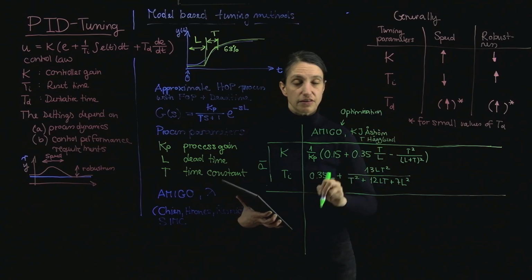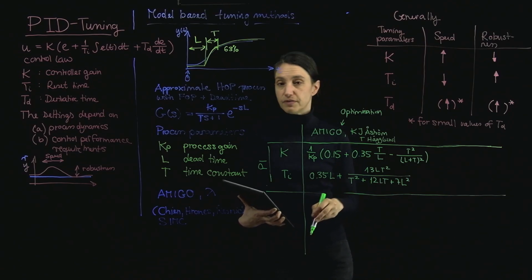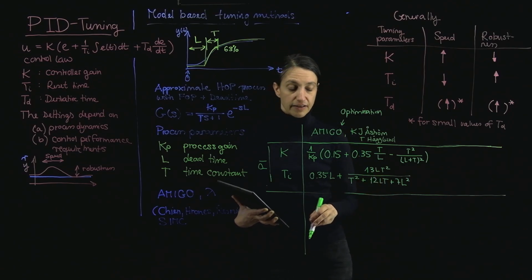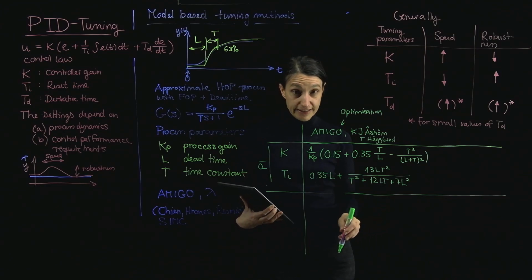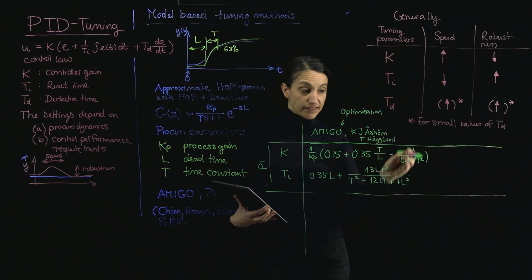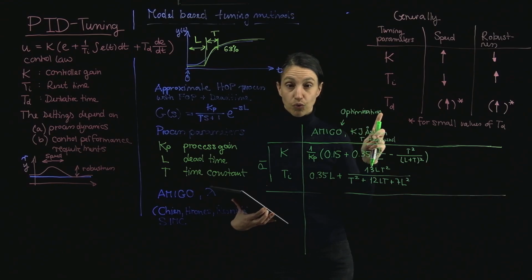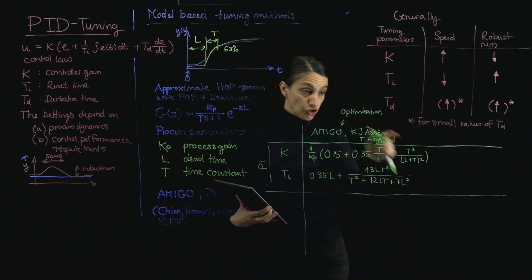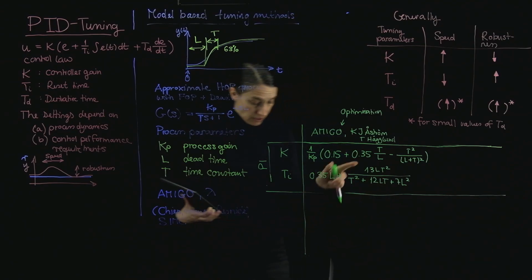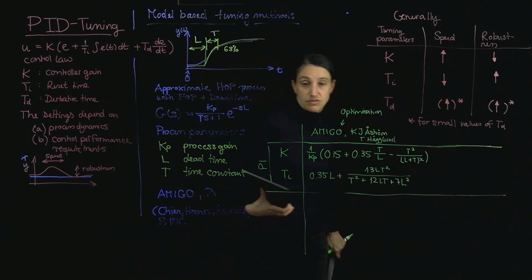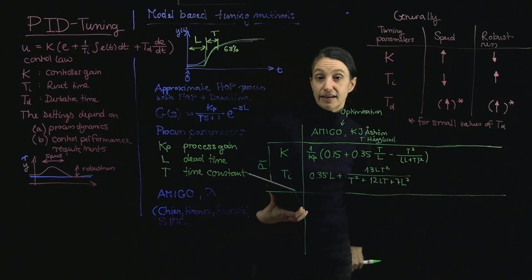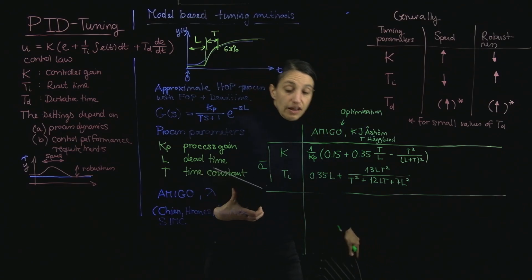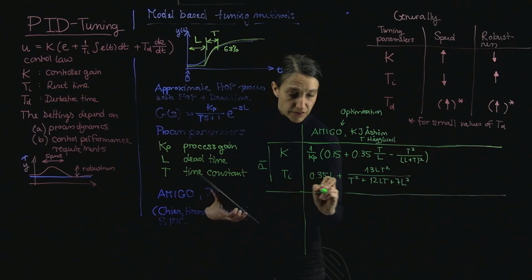And you will find those tuning rules. Or if you Google AMIGO tuning rules, you'll find them. You just have to know that they exist. It doesn't matter that it's slightly cumbersome because you only have to do it once, and you can implement these tuning rules. You put them in Excel spreadsheets and you just change K, P, T, and L, and you get the updated numbers, or you do it in a different computation environment.